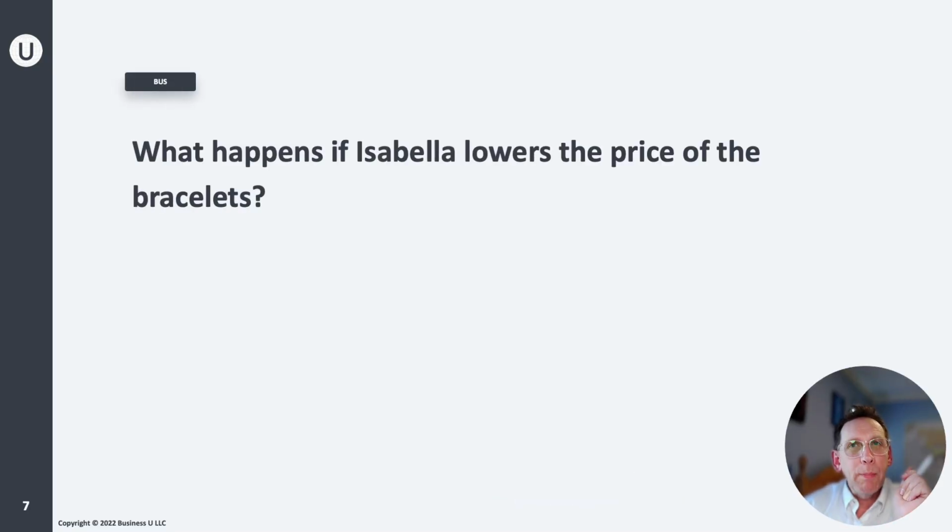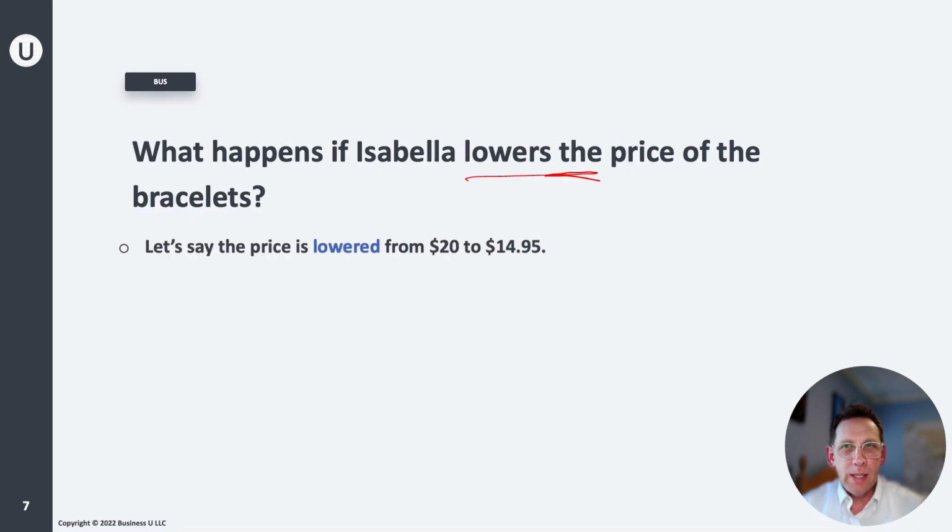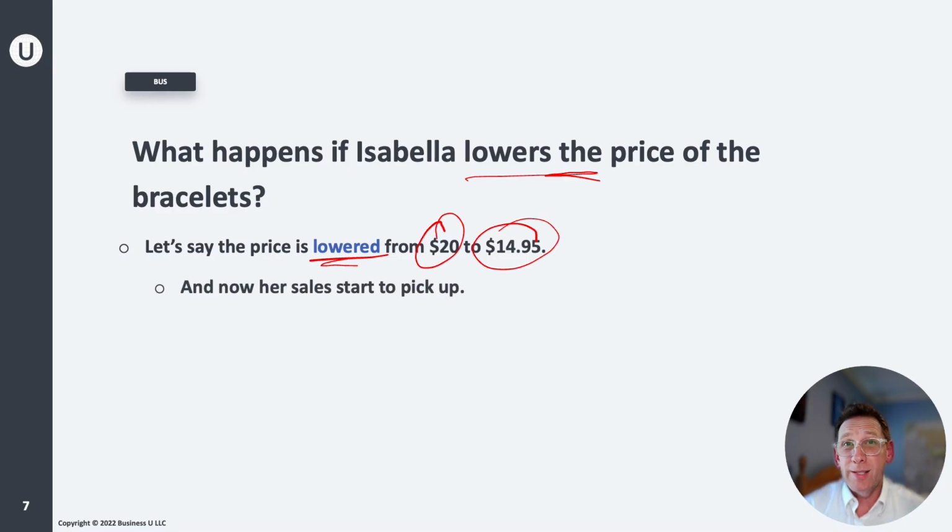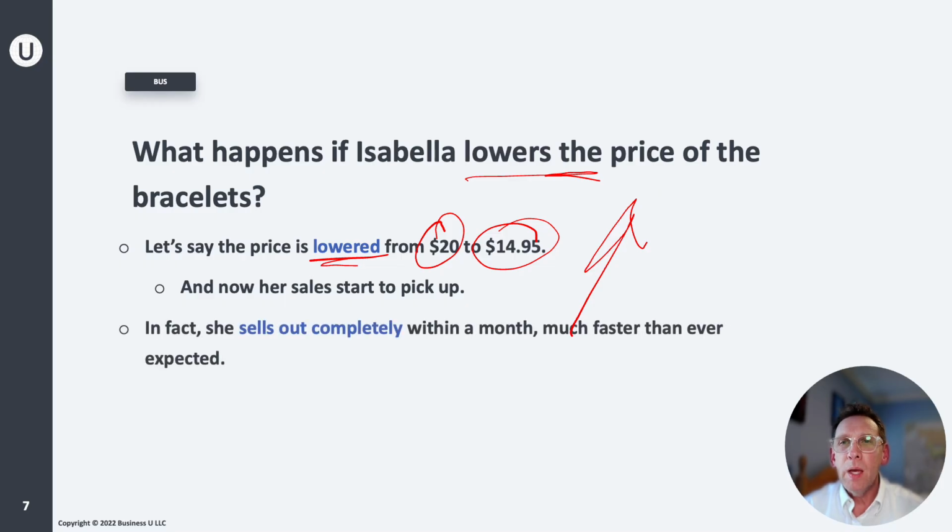So what happens if you lower the price of your bracelets? Let's say Isabella lowered her price from $20 to $14.95. Well, now her sales start to pick up. They start to go up because she's lowered her price. In fact, she sells out completely within a month, much faster than she ever expected.